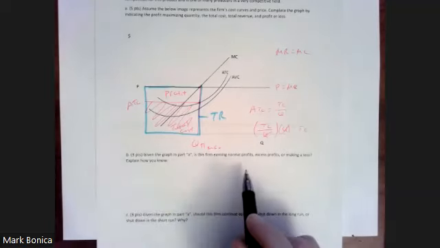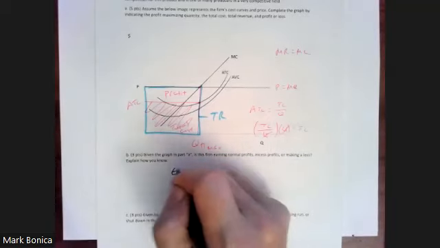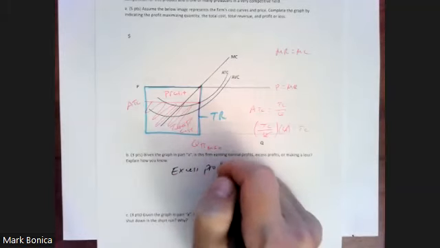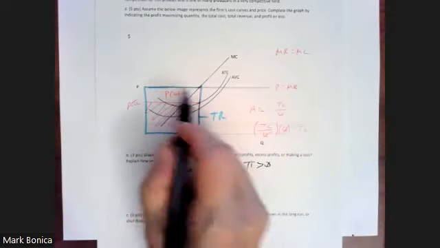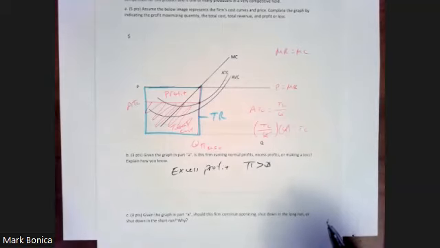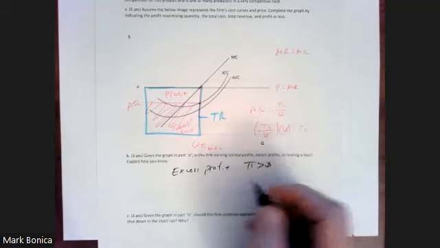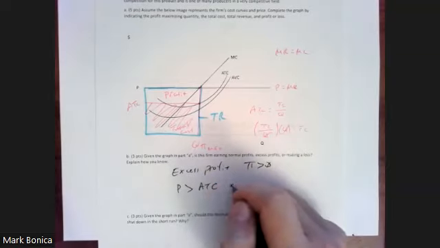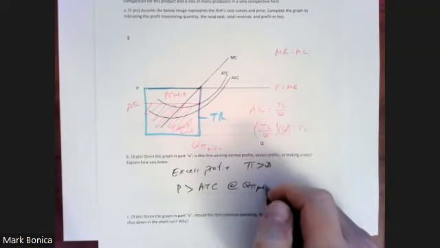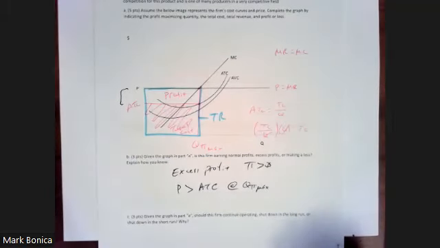Given the graph in A, is this earning normal profits, excess profits, or making a loss? It's making excess profit because profit is greater than zero, right? We have a positive profit here. And when we have a positive profit in this model, it's excess profit. You could also say, I know they're making an excess profit because P is greater than ATC at Q pi max, right? When P is greater than ATC, that means we're making a profit.